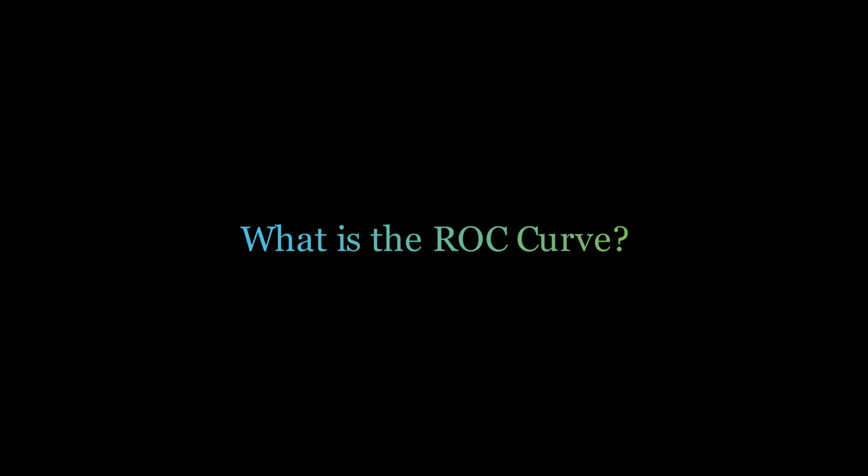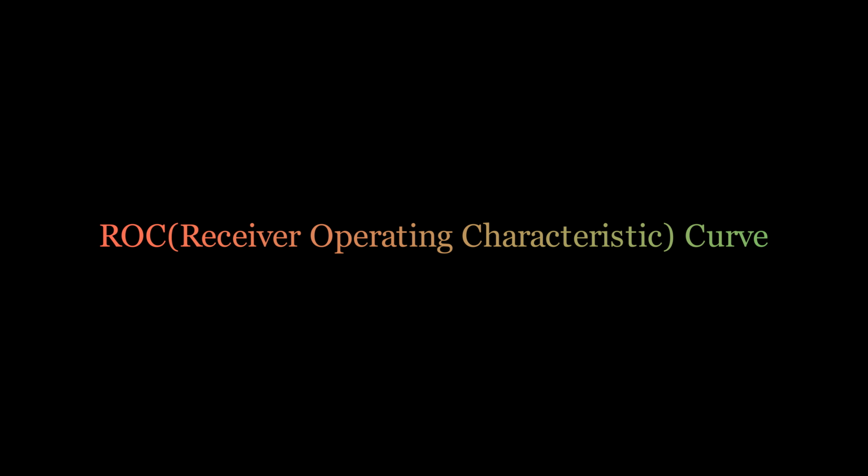In this video, we will explore the concepts of ROC and AUC, essential tools for evaluating binary classification models. The ROC curve, or Receiver Operating Characteristic Curve, is a graphical representation of a binary classifier's performance. It plots the true positive rate against the false positive rate as the decision threshold changes.